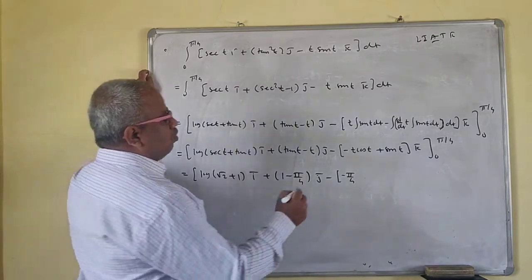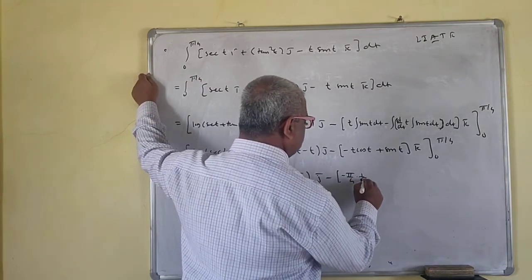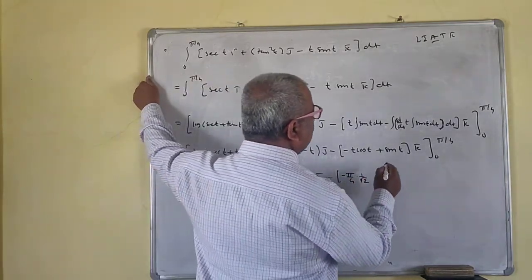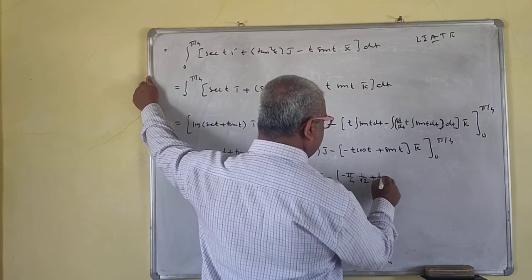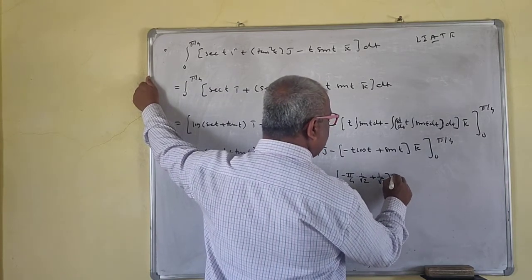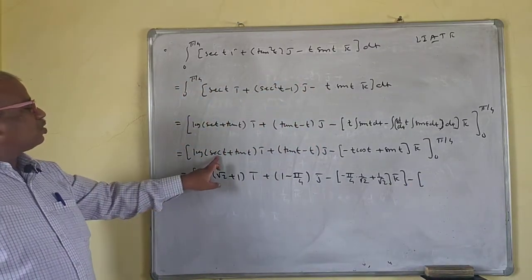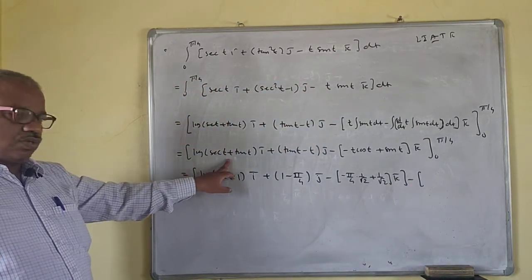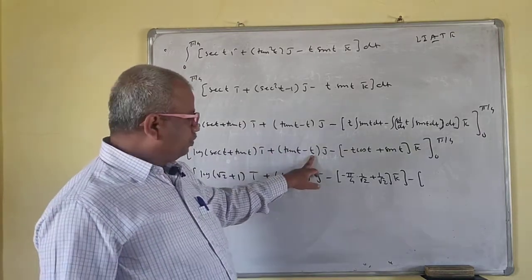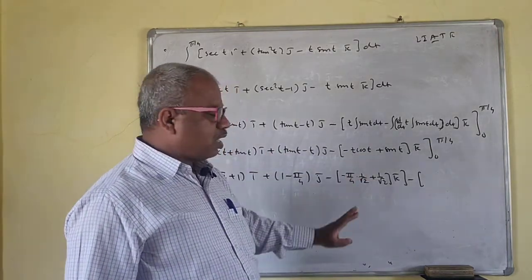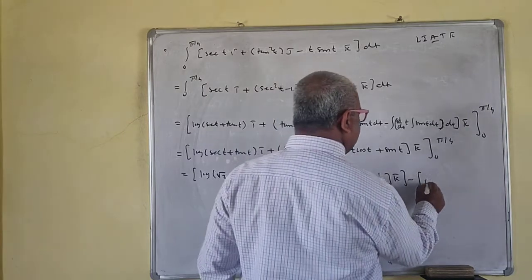Okay, 1 by root 2. Sine pi by 4 is 1 by root 2, so 1 by root 2 k bar. Minus, what happens if you put 0? So sec 0 is 1, tan 0 is 0, so this is 0. This is 0. Okay, all are 0. Minus, we will just write here 0 bar.